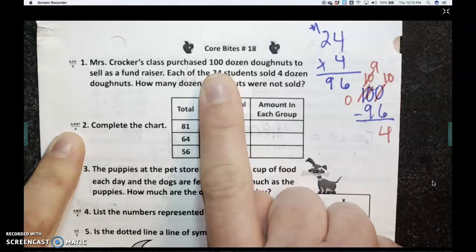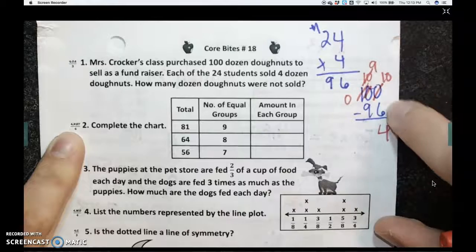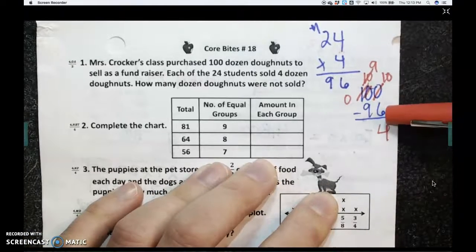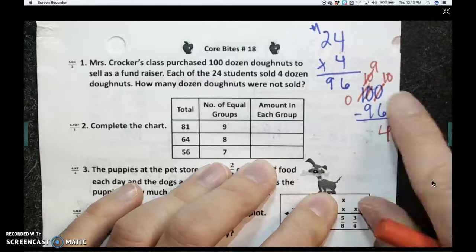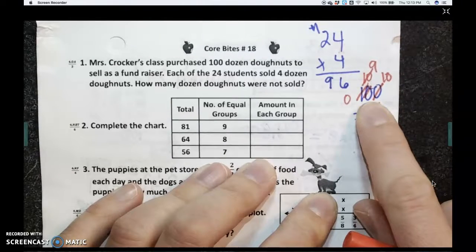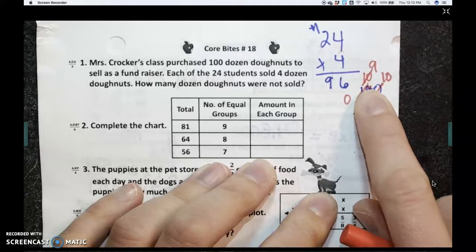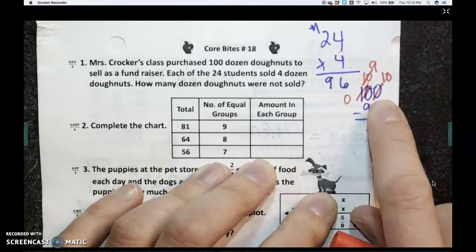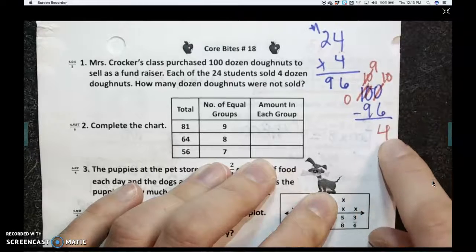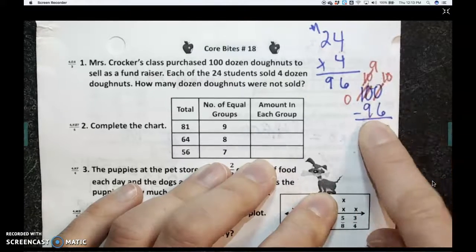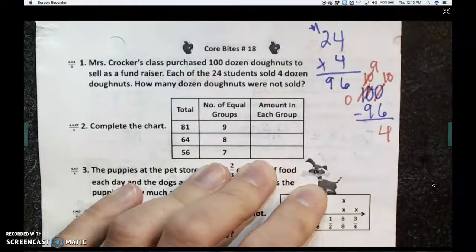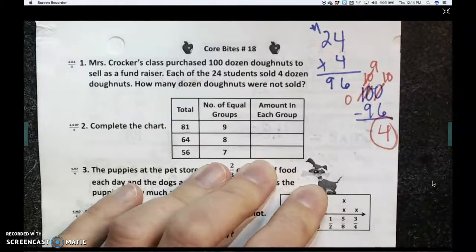So what you need to do is subtract 96 from 100. But you have to regroup because you can't take something from 0. Okay? So if you regroup all the way over, that becomes a 0. The 0 here becomes a 10. You need to make it a 9, so you can bring that 10 over here, make that a 10. So 10 minus 6 gives you 4. 9 minus 9 is 0, and then 0 minus 0 is 0. So your answer here would be 4 dozen.